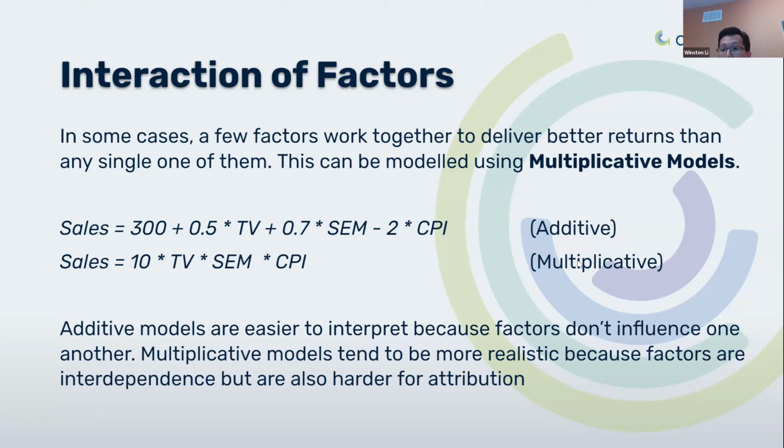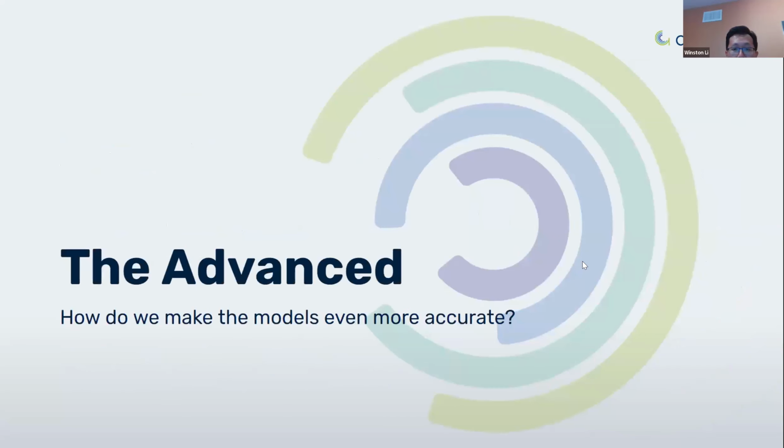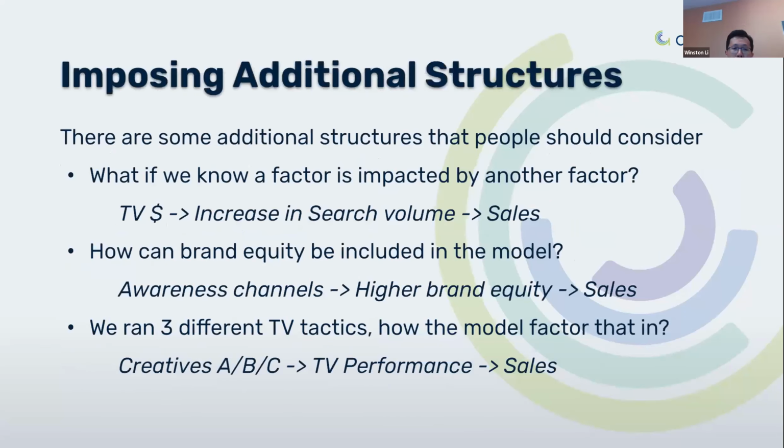When I first started building MMMs 12, 13 years ago, I was using additive models, but now everybody is shifting into the multiplicative space. Additive models are a little easier to interpret and a little easier to build, but computers are very strong nowadays, and they can handle more complicated situations like multiplicative models. There are a couple of last things that I want to talk about, just to keep the presentation short.